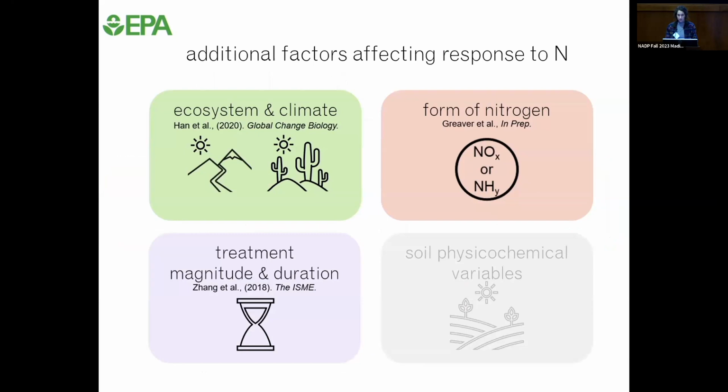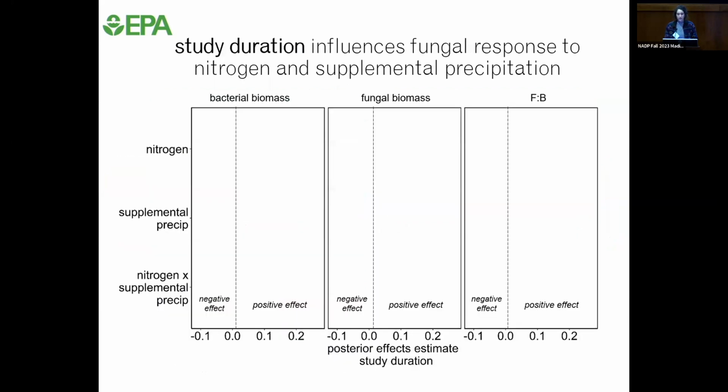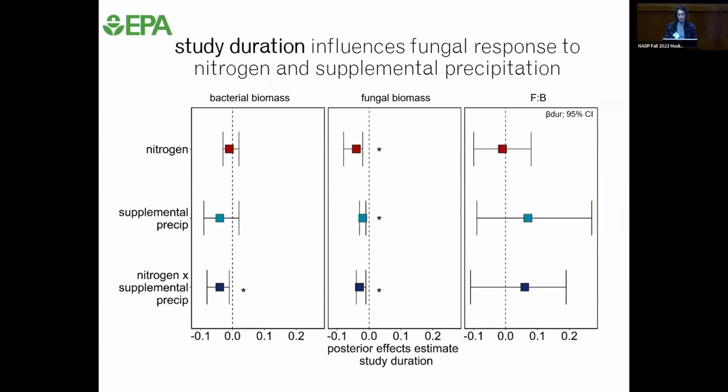Okay. We also know that the treatment magnitude and duration does affect these responses. So how much nitrogen is added and how long these experiments take place. Some of them take place over 9 to 10 years, while others are just a few months. And so we know that study duration does influence the fungal response to nitrogen and supplemental precip. So again, this is a similar kind of figure, but this is the effect of study duration on the response. And what I'd like you to take away is that we tend to see a negative relationship between study duration and fungal biomass response. And I'll explain this in the next slide.